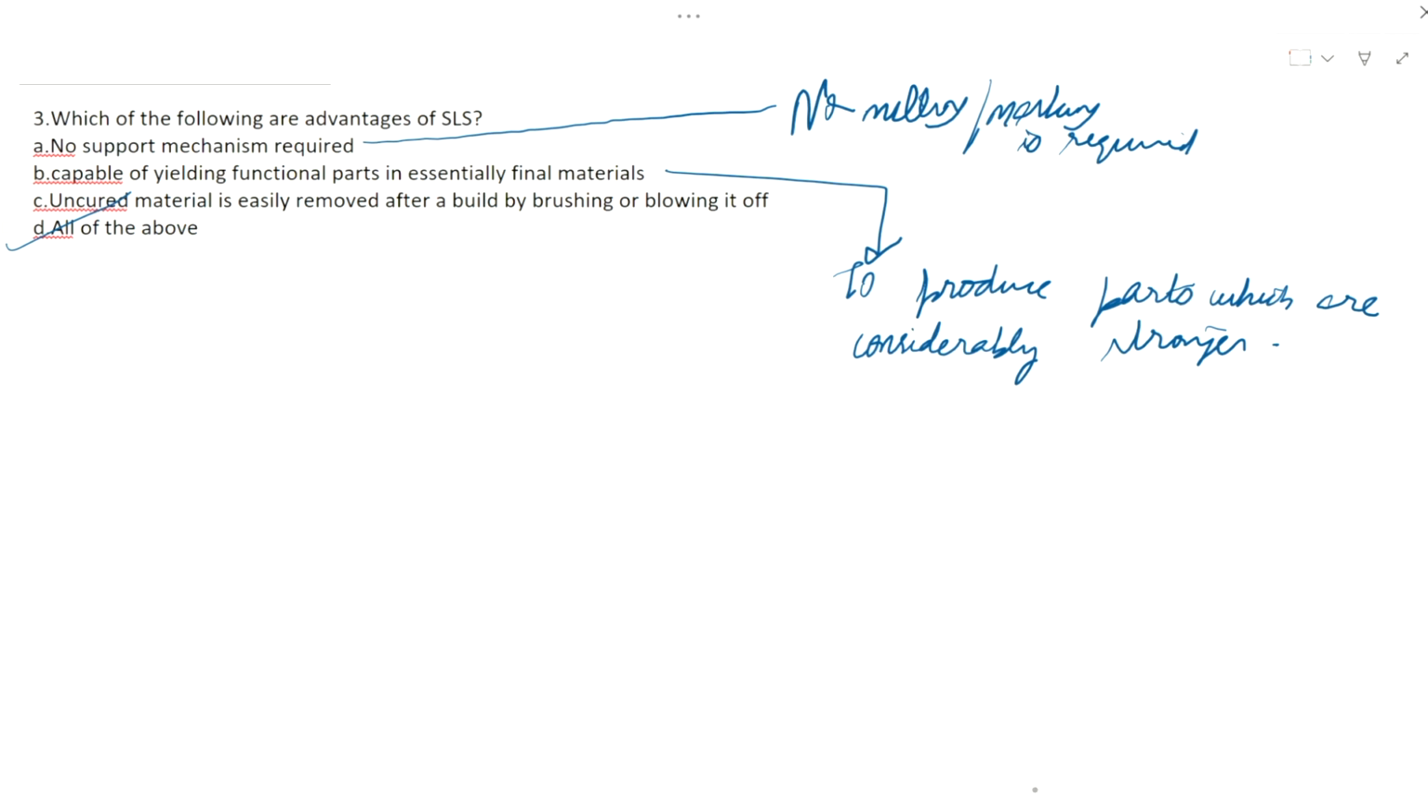And the uncured material is easily removed after a build by brushing or blowing it off. This we know, we already went through. Next question. Which of the following are correct for green parts obtained from indirect selective laser sintering?